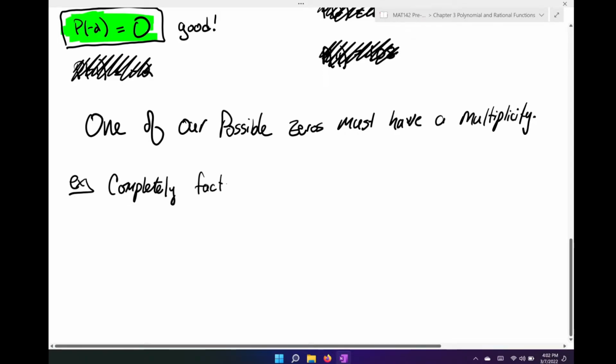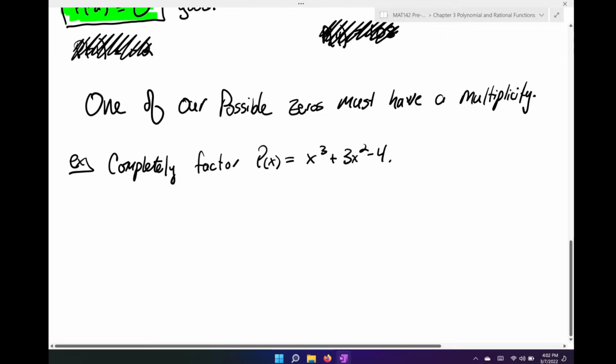Completely factor f of x equals P of x equals x to the third plus 3x squared minus 4. Now, if I just gave you this problem on a test, none of the techniques that you know, meaning the factoring flowchart and everything, work for this problem. We have to rely on what we've learned.